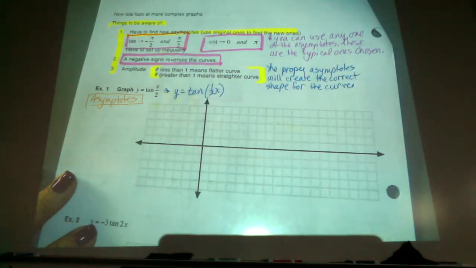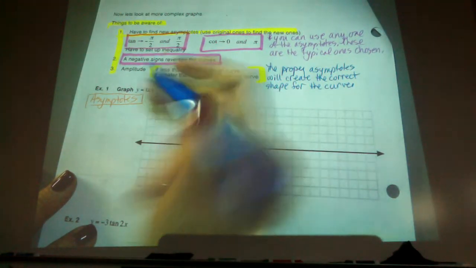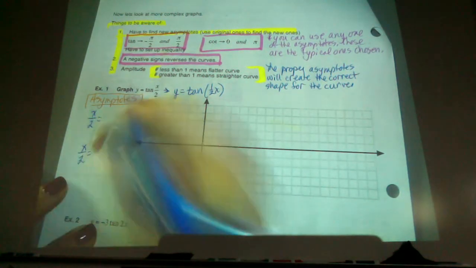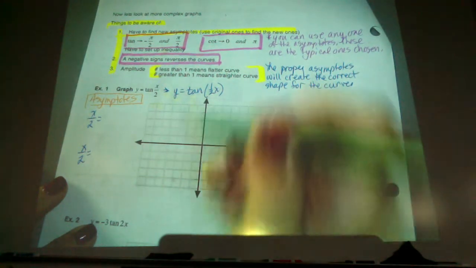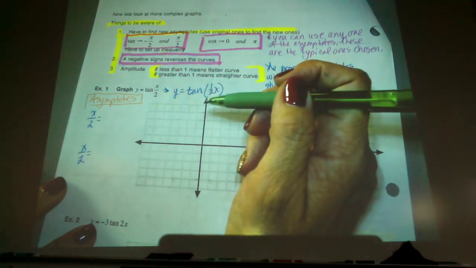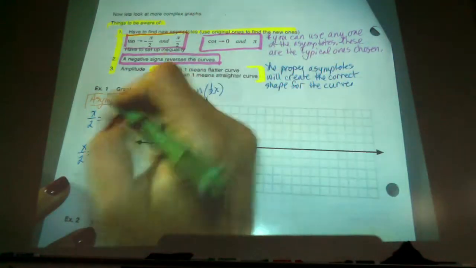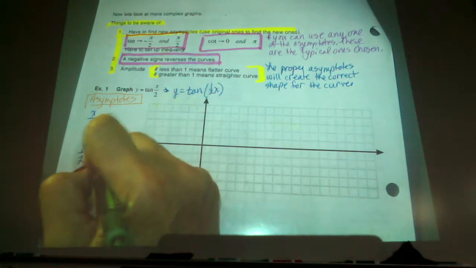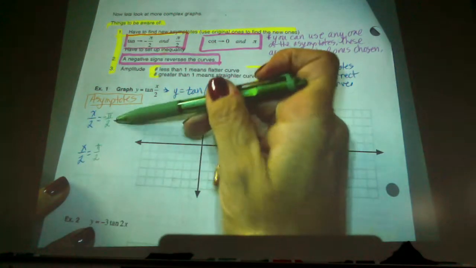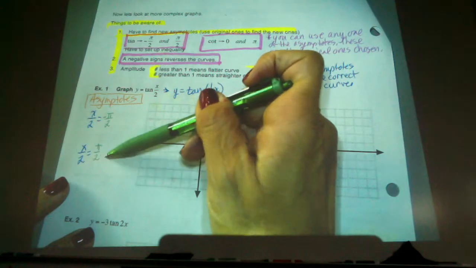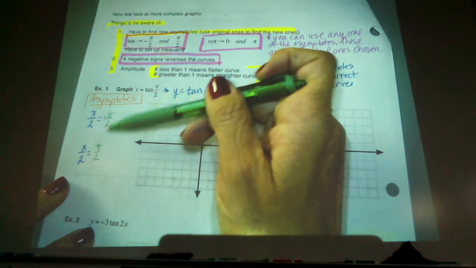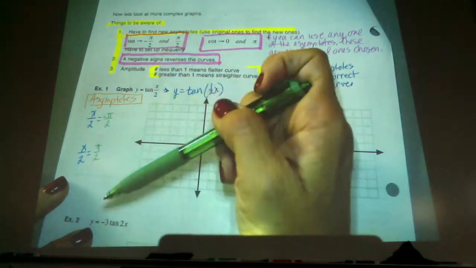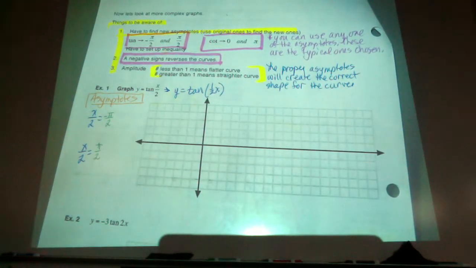All you're going to do is take exactly what's happening to x over 2, and you're going to set it equal to your normal asymptotes for tangent. I'm going to use what they like to use, which is negative pi over 2 and positive pi over 2. You can use 3 pi over 2 and pi over 2 as well, because that's directly off in the circle. I'm going to use this because this is typically what you'll see in most textbooks. And then all you can do is solve for x.